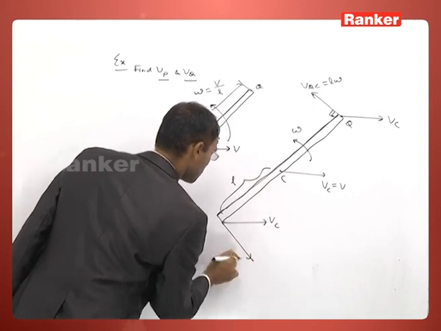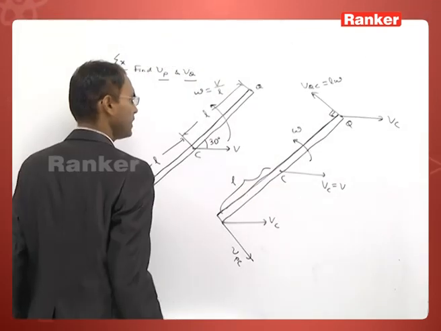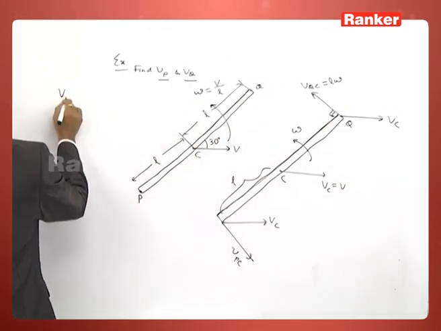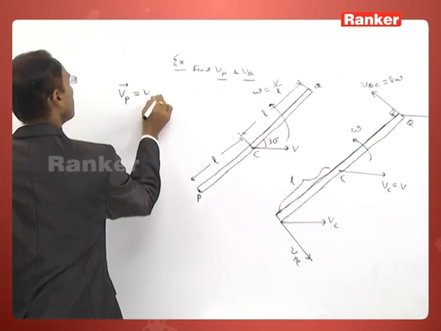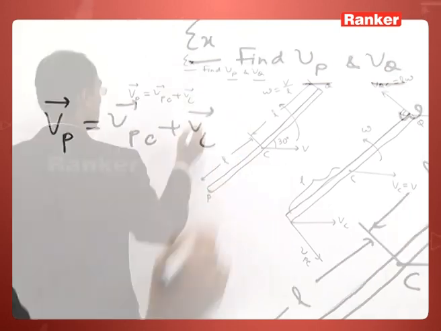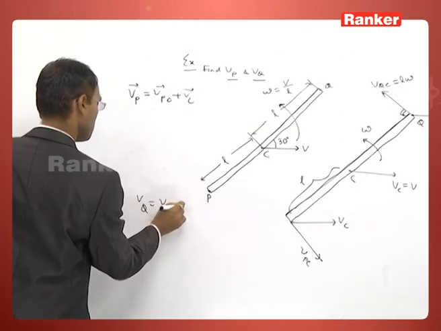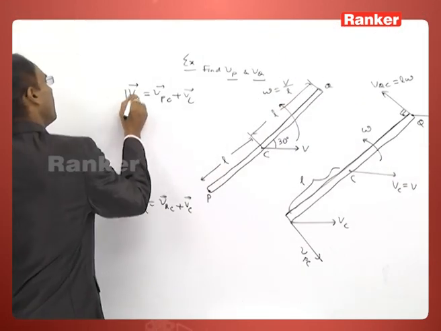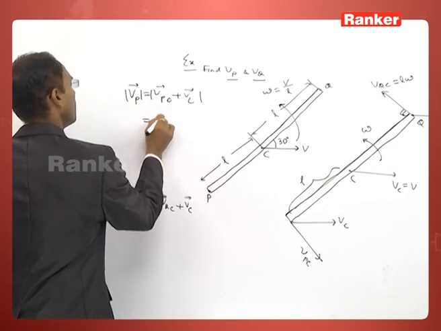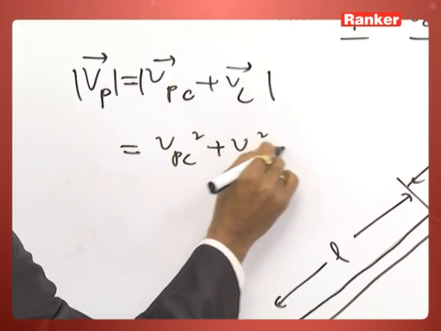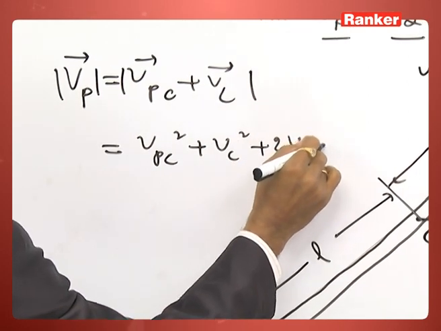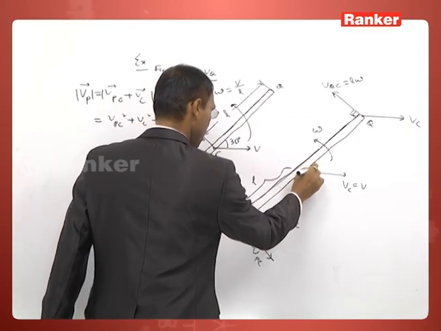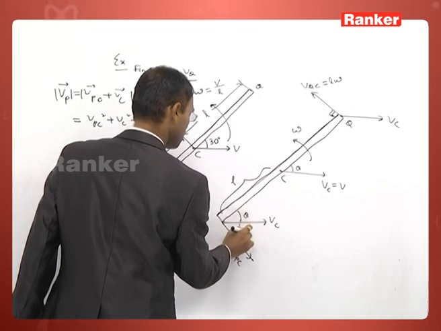We have 2 vectors, VPC and VC. We have 2 vectors, VQC and VC. According to the Galilean transformation, Vp is equal to Vpc plus Vc, and Vq is equal to Vqc plus Vc. If you want to calculate the magnitude, Vpc square plus Vc square plus Vpc into Vc, the angle between Vpc and Vc is, if this is theta, this is 90 minus theta.